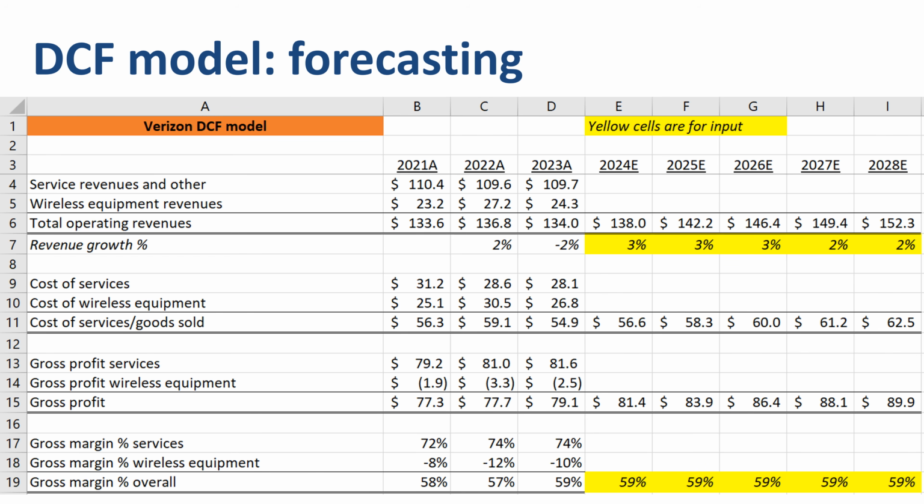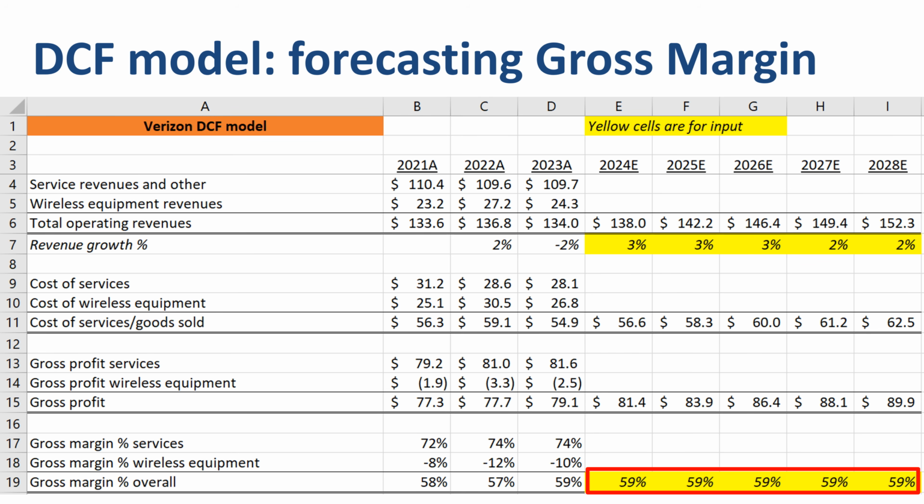For gross margin percentage, I chose to keep that constant at the 2023 levels. Yes, there is upside potential, as Verizon has leadership in both the 4G and the 5G networks. Consumers are migrating to higher price plans, and Verizon could implement targeted pricing actions to increase the margins. On the other hand, there is downside potential as well, as the telecom industry is highly competitive. The threat of a price war is never far away.